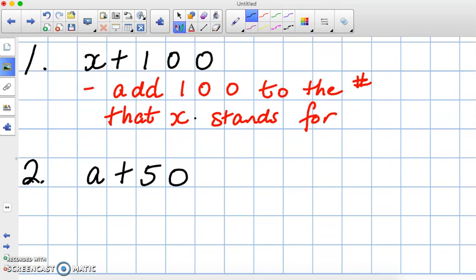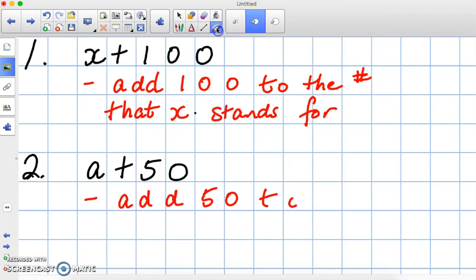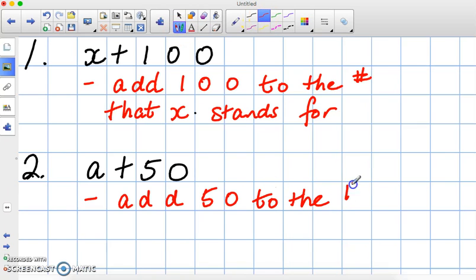I'm going to continue. So in a different colored pen, I know that a is my variable or my unknown. So how I interpret this is that I'm adding 50 to the number that a stands for.